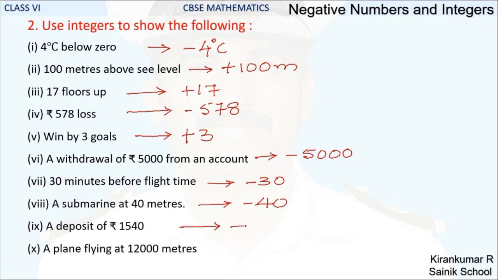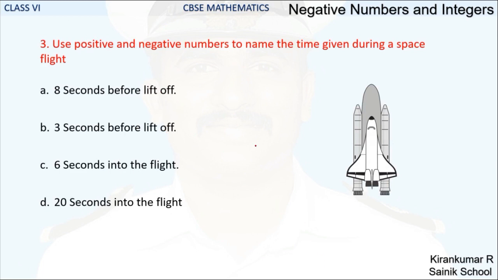Deposit of rupees 1540 is positive 1540. A plane flying at 1200 meters is positive 1200. This is how we use integers to represent the situations mentioned in these 10 statements. Just look at the next example.